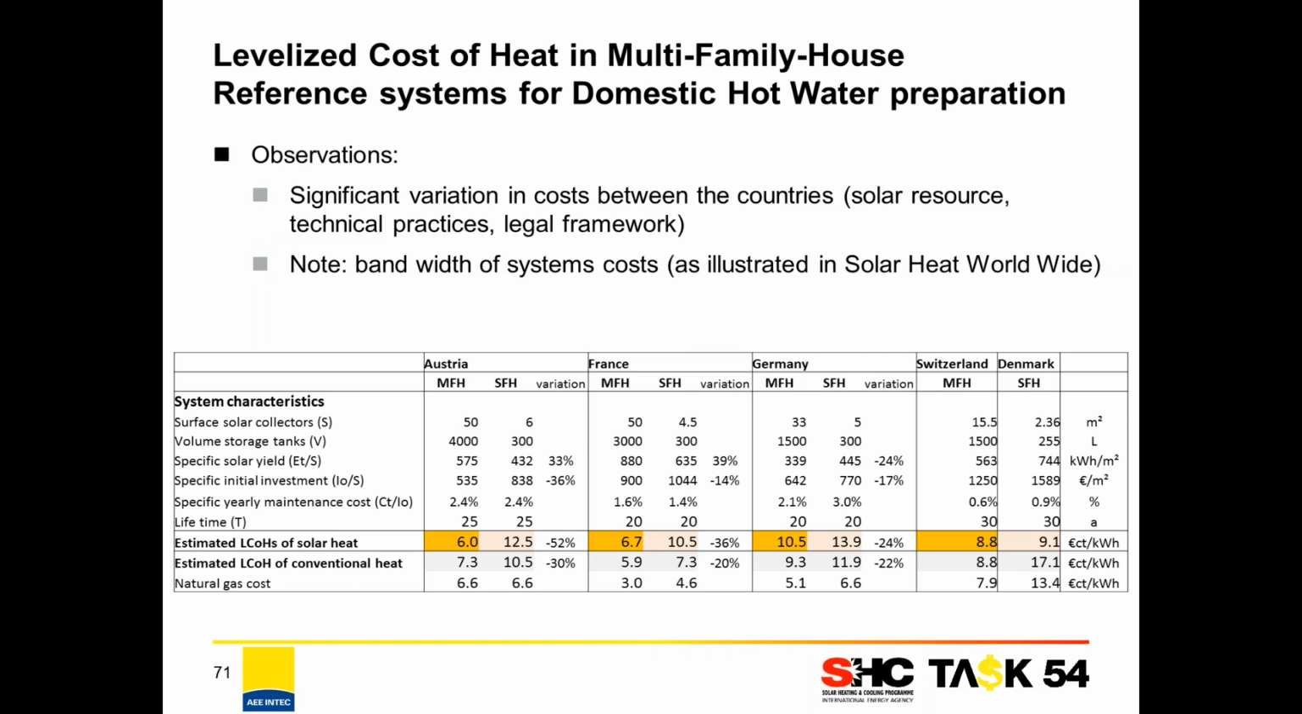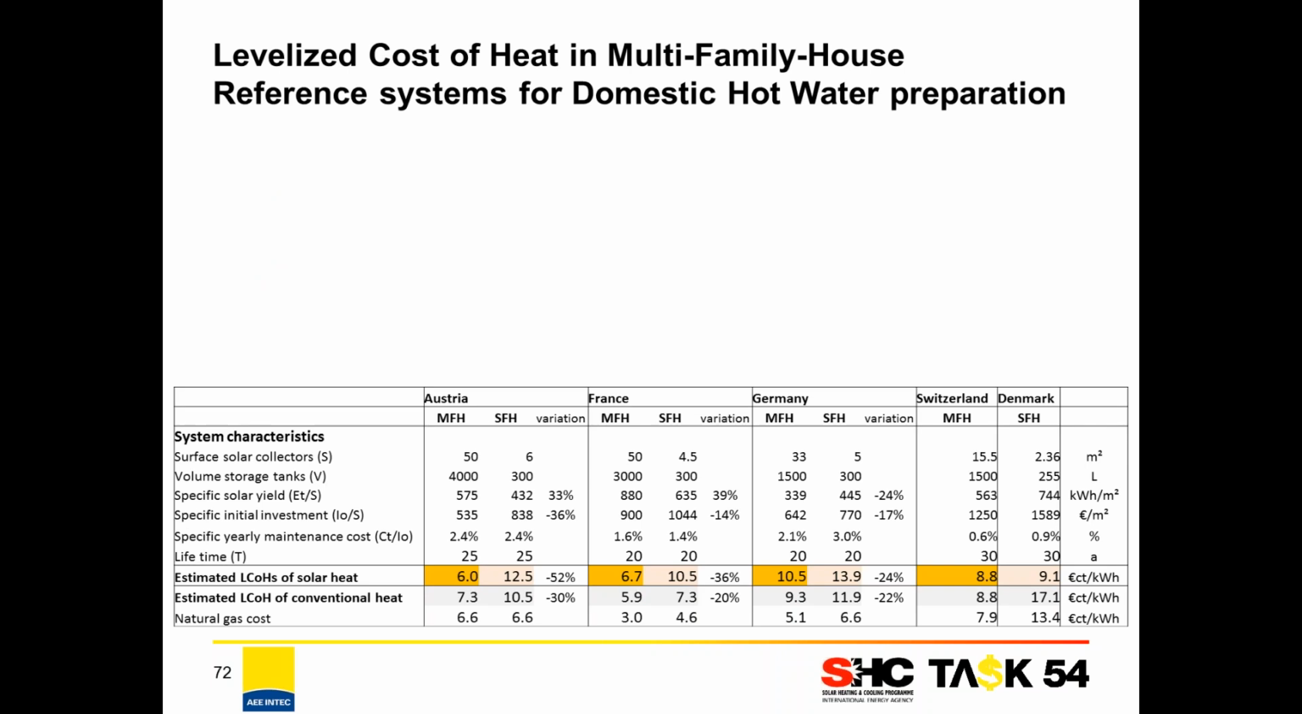The first observation is that there is a significant variation in costs between the countries, which can be due to the solar resource or technical practices, as well as legal framework. We see, for example, in Switzerland and Denmark, the specific investment is much higher than in other countries, but the yearly maintenance cost is also significantly lower, and the lifetime longer, which leads to comparable levelized cost of heat. Note also that there is actually a bandwidth of system costs, which is well illustrated in the Solar Heat Worldwide report, and the reference systems here are typical systems within this bandwidth.